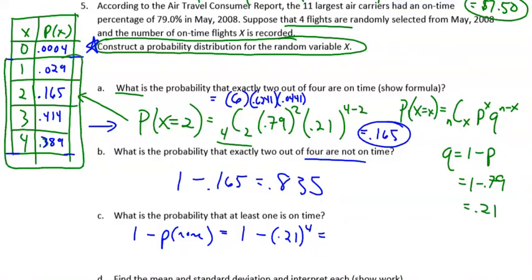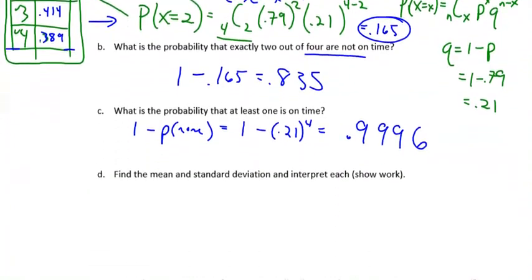That is, at least 1 could be 1 or 2 or 3 or 4. If you add all those probabilities up, it's pretty close to 100%. I'm going to get 0.9996. And if I add 0.04 to that, I should get 1. Okay? Sorry, this video is getting long.